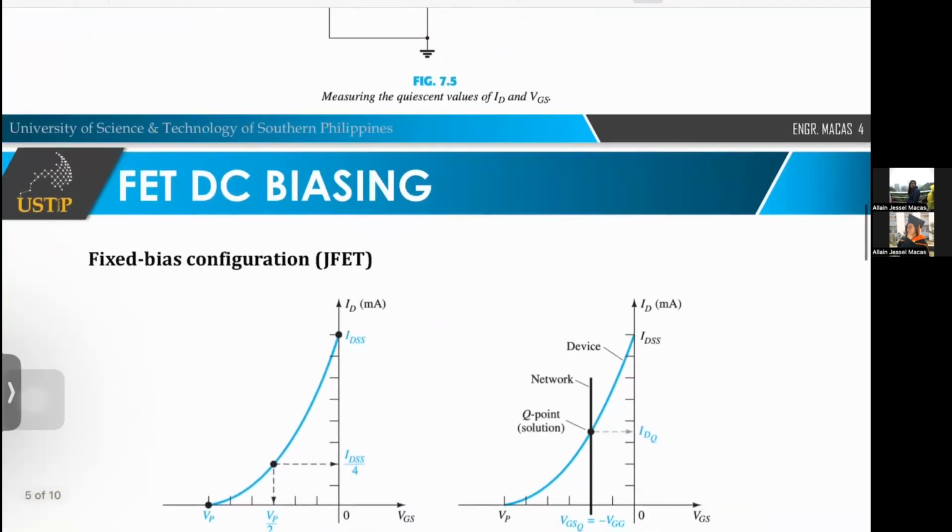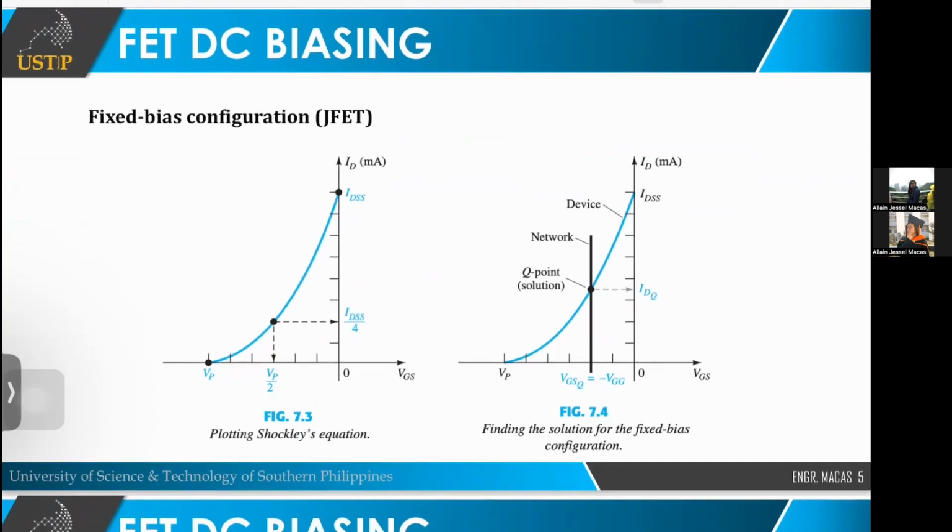Okay, let's have an example. This is plotting the Shockley's equation, no? So, kato ganina class. Actually, sa JFET na-discuss naman ko ni. So, plotting different points. IDSS over 2 diri. Over 4. Oh, yeah, over 2. Somewhere diri. Okay, so, just plot the transfer characteristic. And finding the solution class, the very important parameter to get here sa DC biasing class is the Q point.